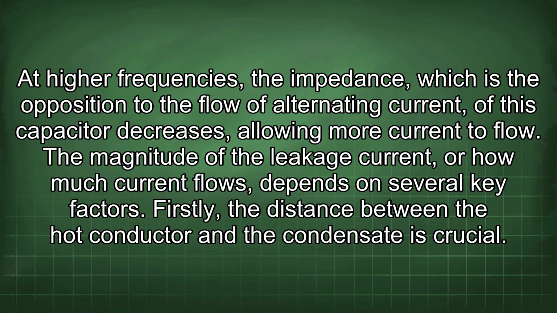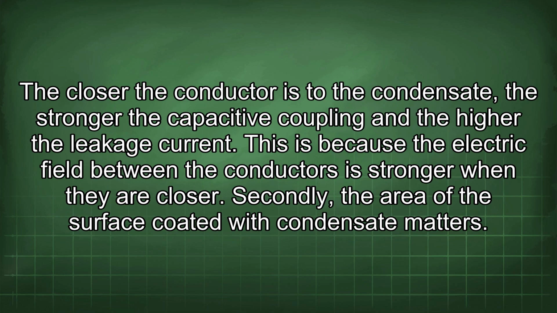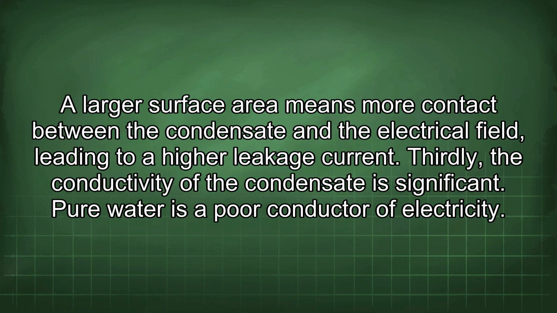The magnitude of the leakage current, or how much current flows, depends on several key factors. Firstly, the distance between the hot conductor and the condensate is crucial. The closer the conductor is to the condensate, the stronger the capacitive coupling and the higher the leakage current. This is because the electric field between the conductors is stronger when they are closer. Secondly, the area of the surface coated with condensate matters. A larger surface area means more contact between the condensate and the electrical field, leading to a higher leakage current.